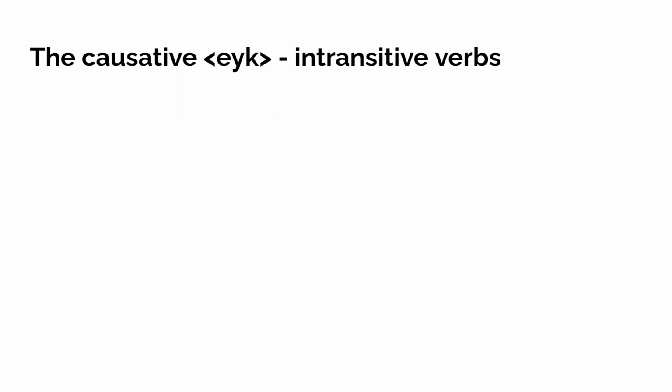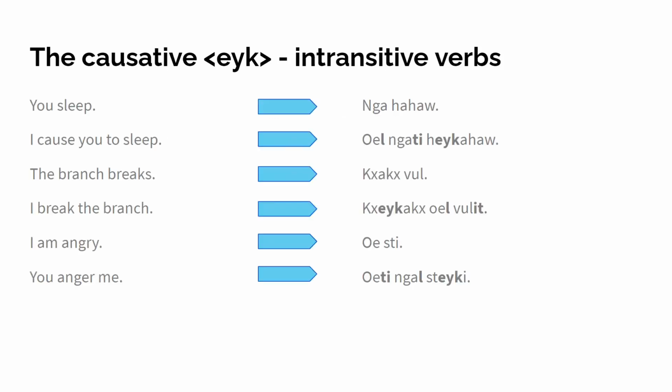Let's look at some example sentences first with intransitive verbs. You sleep would be nga hahau. If I now want to say I cause you to sleep or make you sleep, then we get well ngati heikahau. So what you see here is the person who causes someone to do something, in this case I, gets the L ending, so oe changes into well. And the person who is caused to sleep or is made sleep gets the T ending, so nga changes into ngati. And of course the hahau gets the eg infix, so it becomes heikahau. So the intransitive verb hahau became transitive.